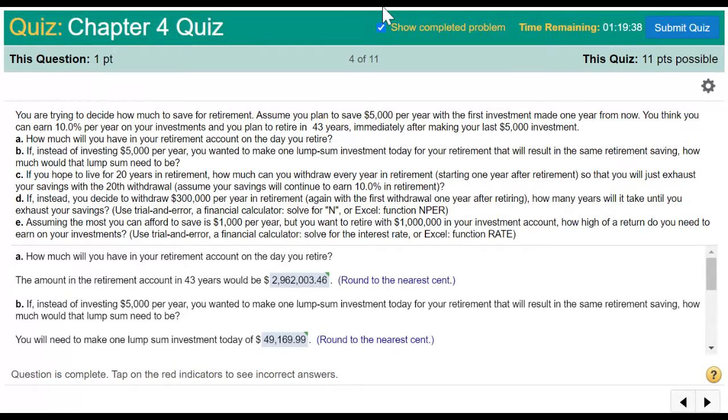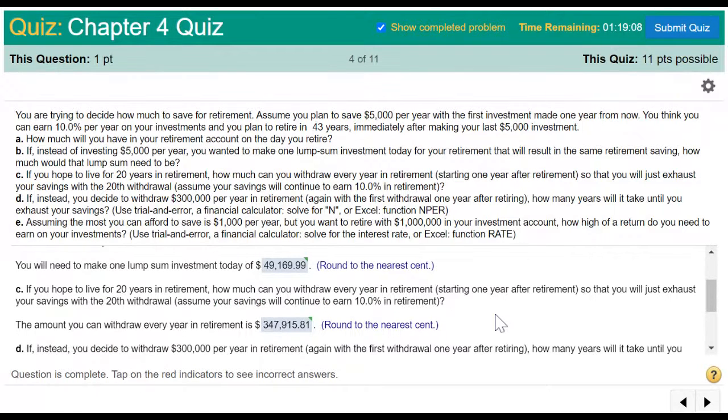All right. So let me continue. Now, as I was saying, N equals 43, IY equals 10, payment is 0. Future value is 2,962,003.46. Compute for present value, and you come out to 49,169.99.